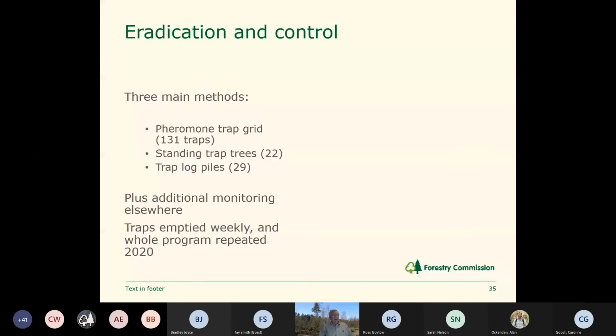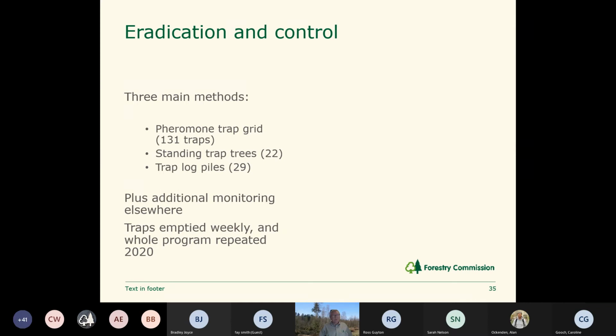The ongoing eradication and control is really through three methods. So we've got this very intensive pheromone trap grid across the site. That's completed 2 years of trapping, and we have hoovered up very significant numbers of beetles that remained across the site in the litter layer.